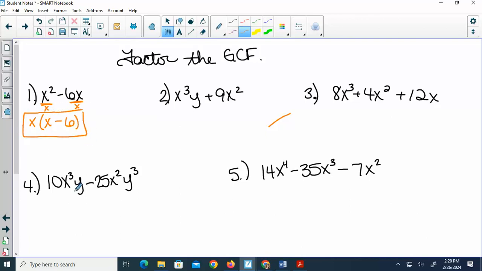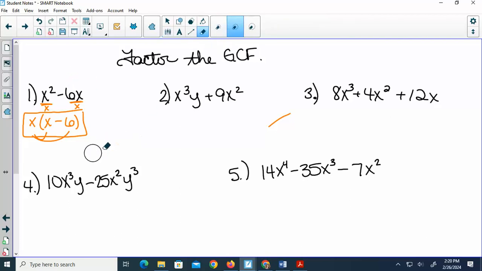And you can always check yourself. How? Checking is to multiply it back out and see if you get the original problem. If I distributed this, x times x is x squared. X times negative 6 is negative 6x, and that was the original problem.